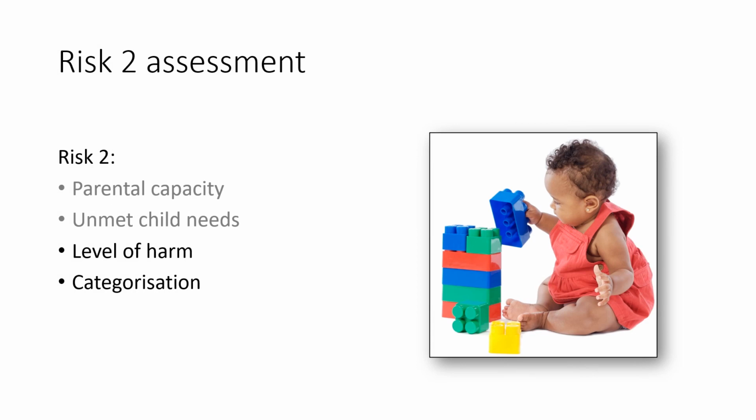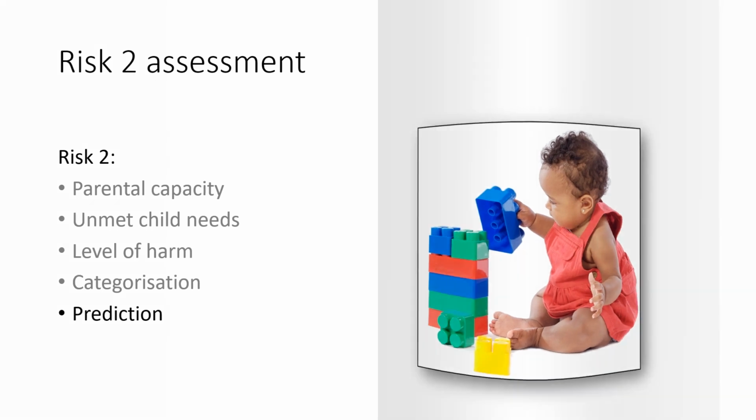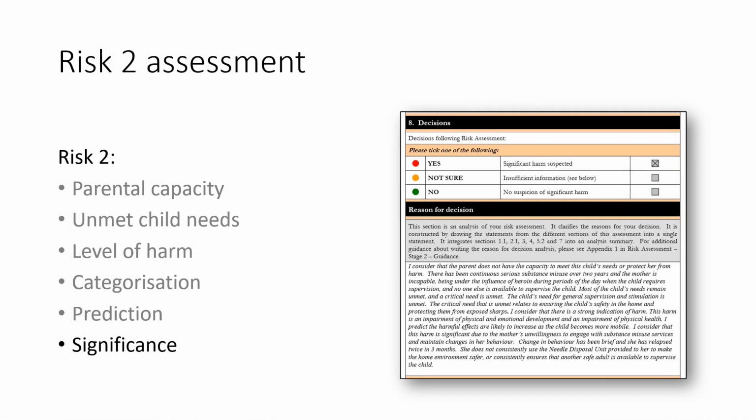It identifies a level of harm and categorises this according to the standard definition in the Children Act 1989. It looks at the likelihood of harm continuing in the future. It then focuses on what makes the harm significant now or likely to be so in the future. Having built each of these components, you were able to write a reason for decision summary. This summary can be used in other reports, including a social work report to case conference.